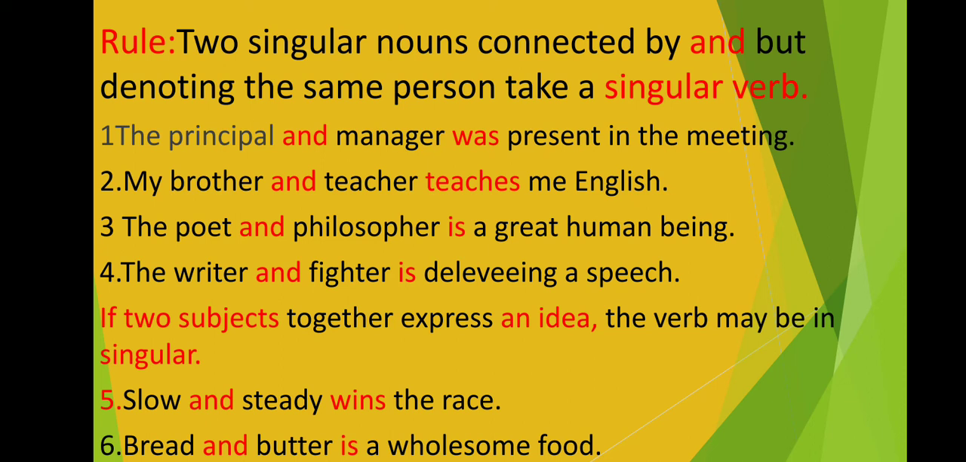My brother and teacher teaches me English. So my brother and teacher refers to the same person. That's why the verb that is used is a singular verb. My brother and teacher, same person. That means singular nouns connected by and but denoting the same person take a singular verb, that is teaches.